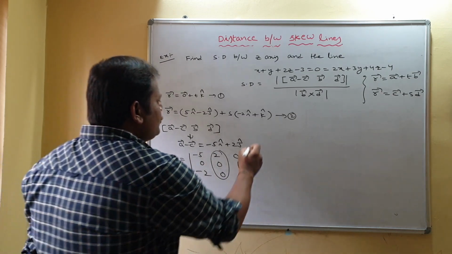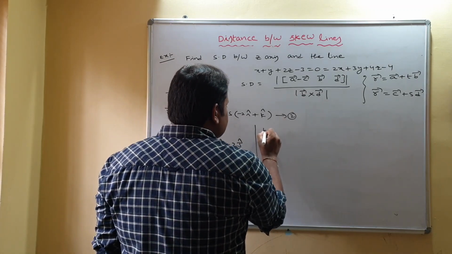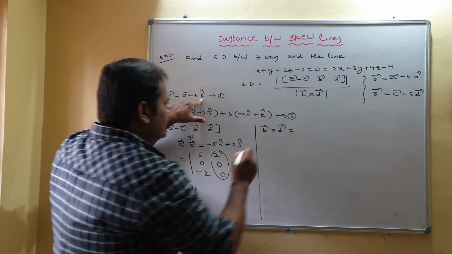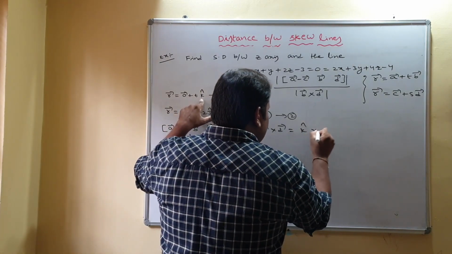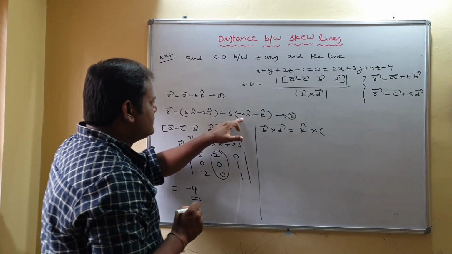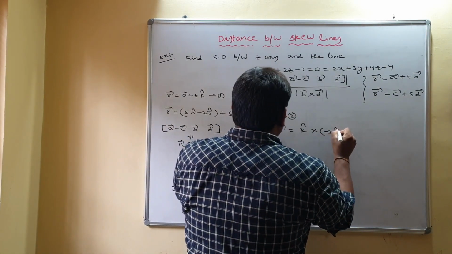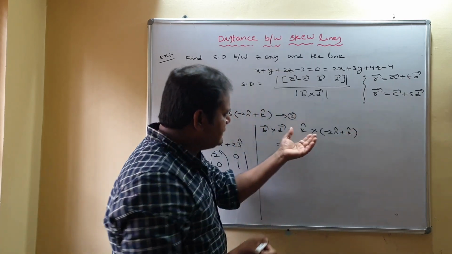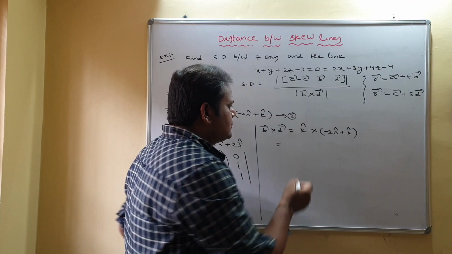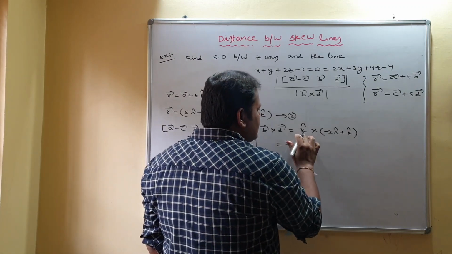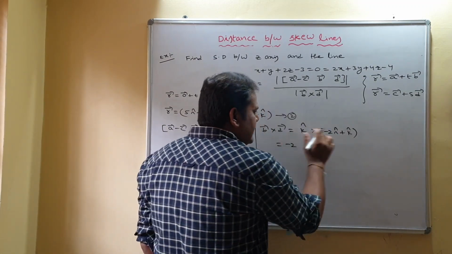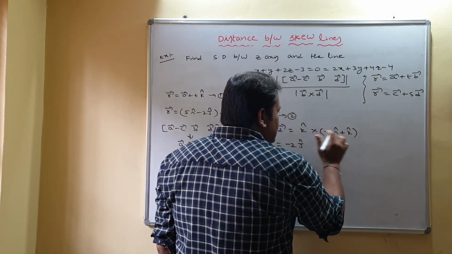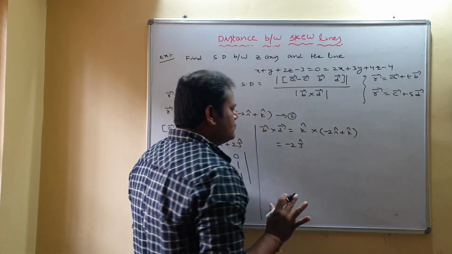Now in the formula we have B cross D. So you find B cross D. B bar is K cap, so K cap cross D bar. D bar is minus 2I cap plus K cap. So directly we can simplify this. Minus 2 into K cap cross I cap. K cap cross I cap is J cap, and K cap cross K cap becomes 0 bar. So minus 2 J cap.